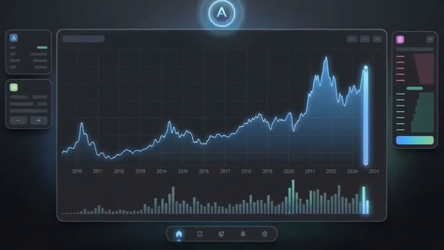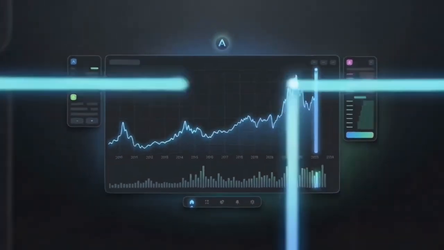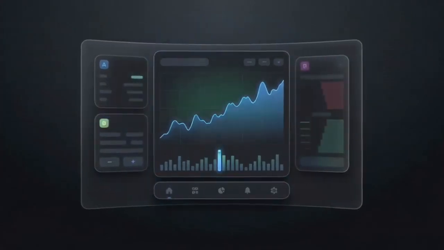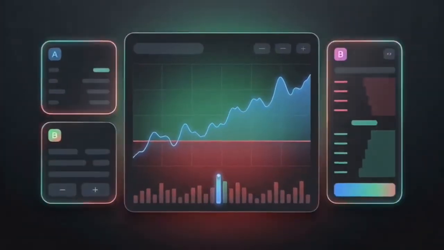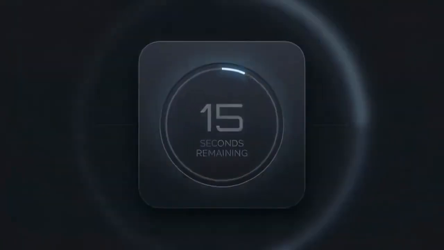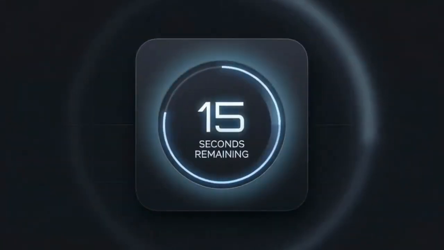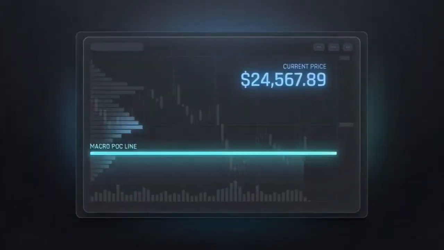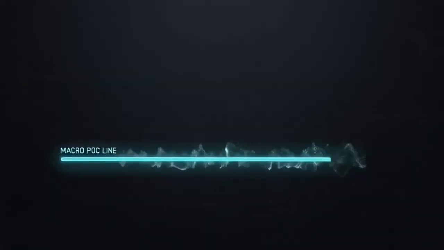Zoom out your chart to show several months of data. The point of control of the visible range tells you where the most volume has traded across your entire view. Price above that level means overall bullish positioning. Below, it means bearish. This is the 15-second context check before any session starts. Where is today's price relative to the visible range point of control? That single observation tells you the macro bias before you look at anything else.